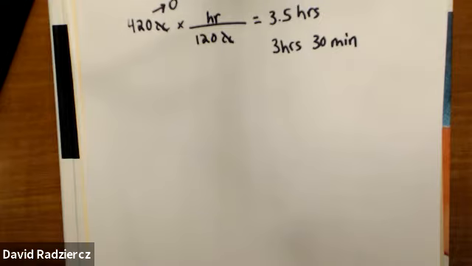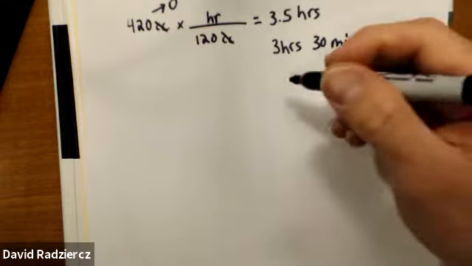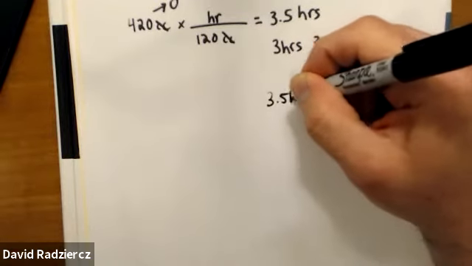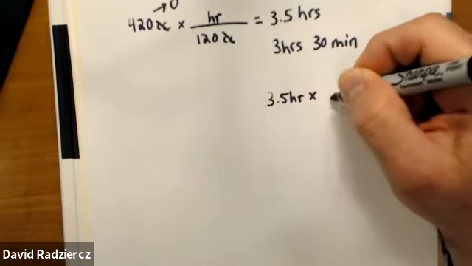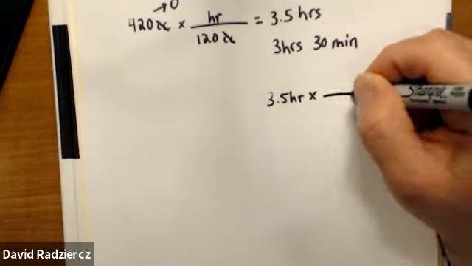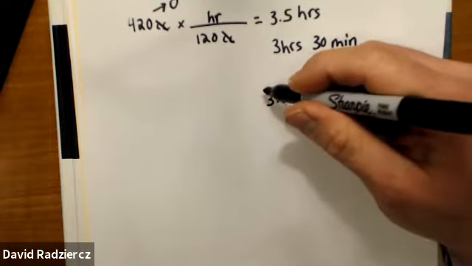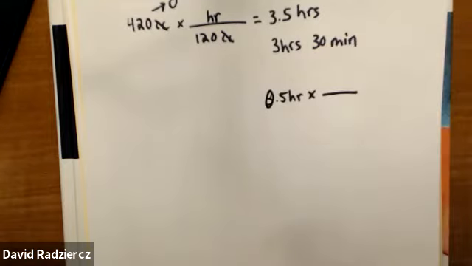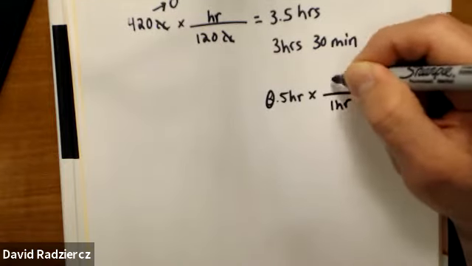Sometimes, you might get something like 3.25. You just need to know that 0.25 of an hour is 15 minutes, not 25 minutes. One way you can do that is if you write this as 3.5 hours, you already know that the 3 is an hour. So the 0.5 hour, 1 hour is 60 minutes.